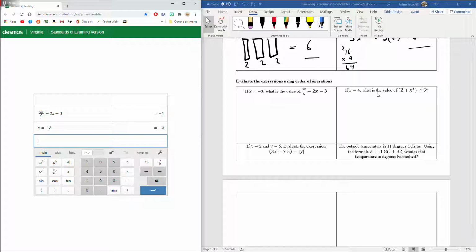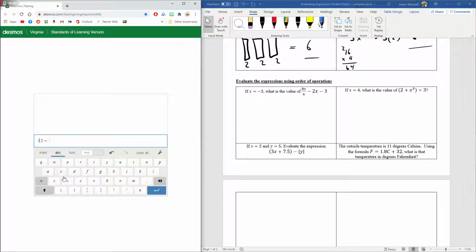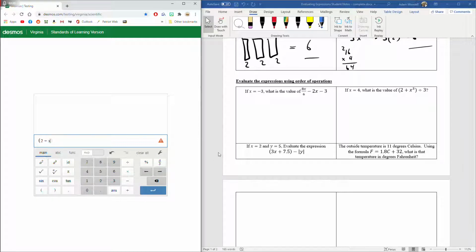Here it says if x equals 4, what's the value of 2 plus x cubed, divided by 3? Actually, I'm going to clear everything out. 2 plus x cubed, so I'm going to put that in parentheses, 2 plus x, and if we need our exponents like we have up here, you can hit this a to the power of b button, and it moves your cursor up a little bit. You can type in 3. Again, if you're done typing, you can click over to the side, close your parentheses, and then it says divided by 3.